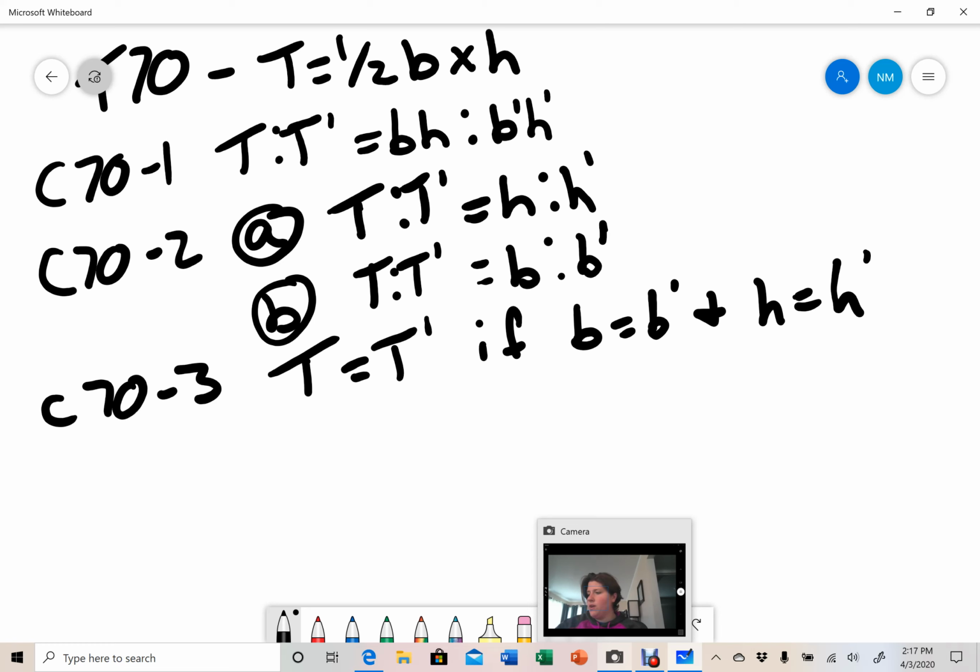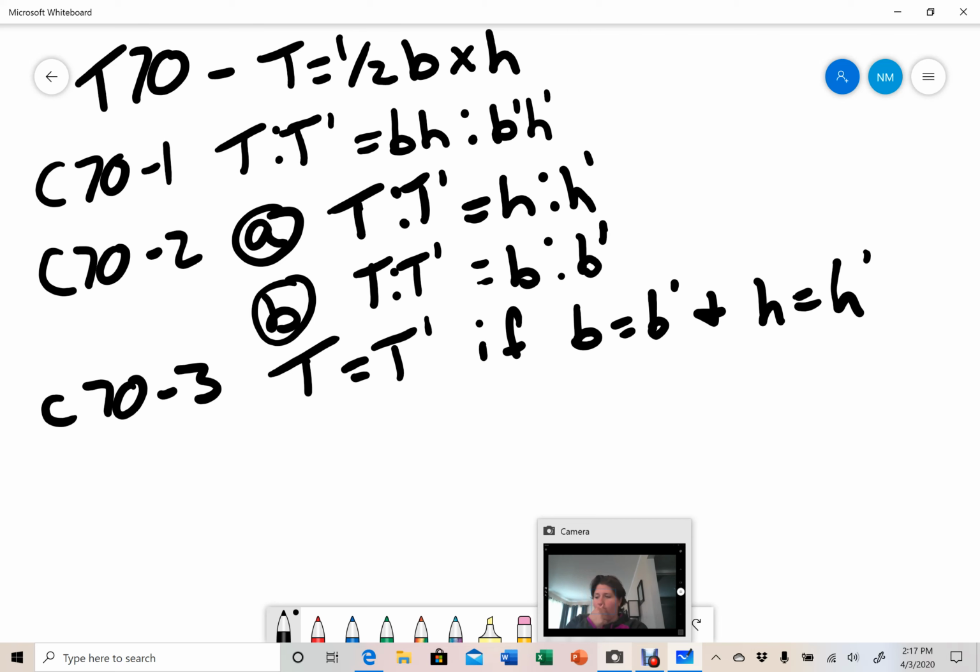There's one more here we're going to cover. Turn the page here to page number 240. At the top of the page, corollary 70-4. Corollary 70-4 states a triangle is equal to 1/2 a parallelogram having the same base and altitude. A triangle is equal to 1/2 a parallelogram having the same base and the same altitude. So if they have the same base and the same altitude, that triangle is equal to half of the parallelogram.